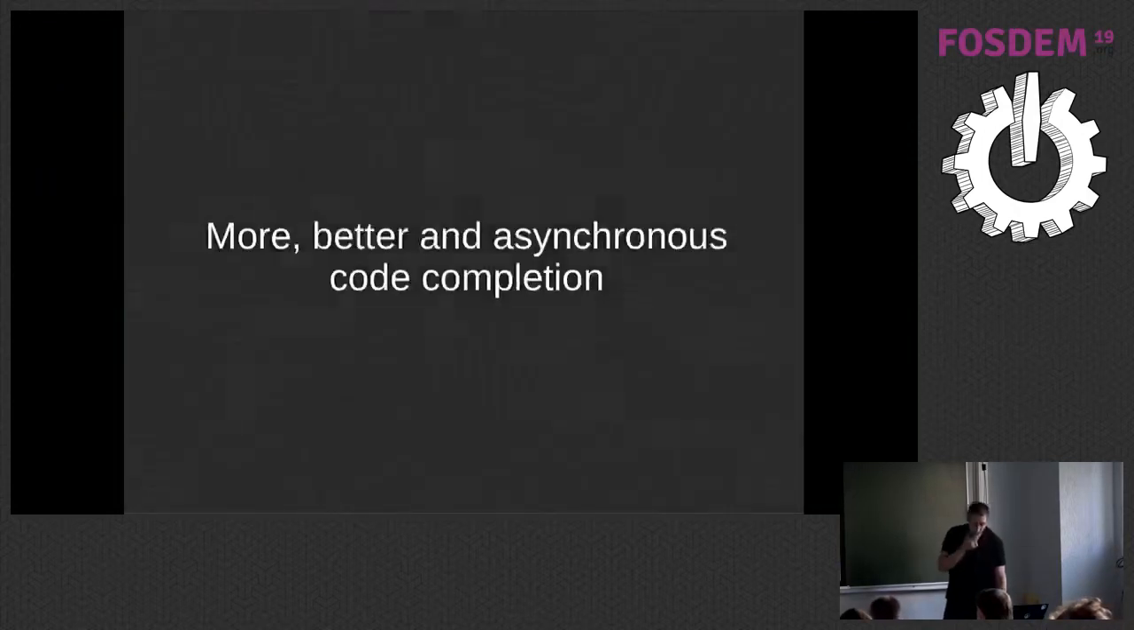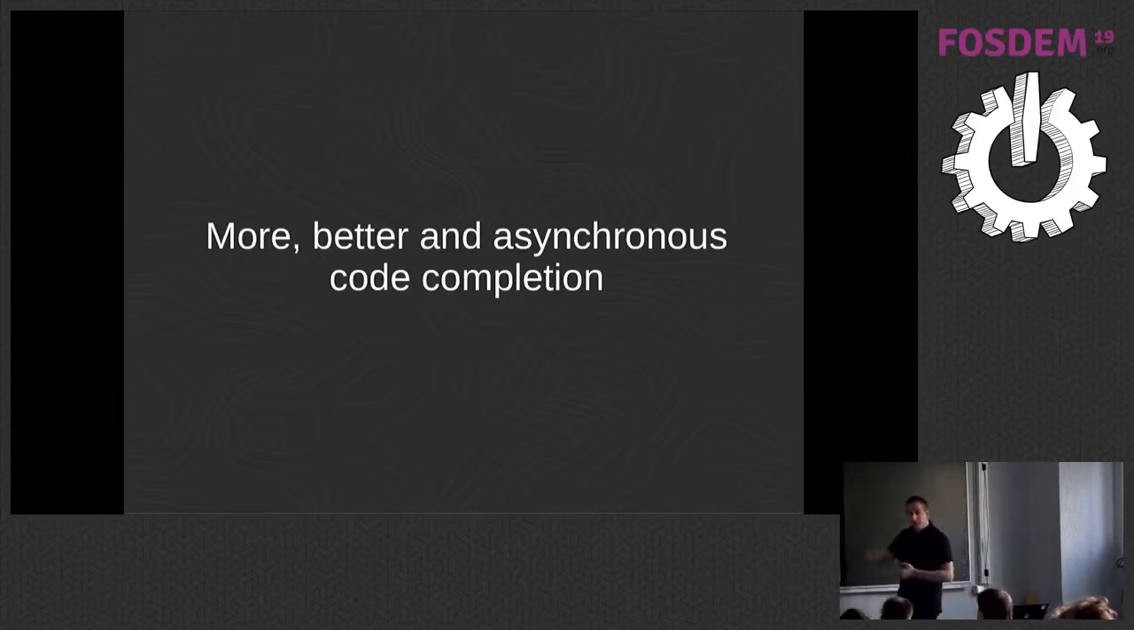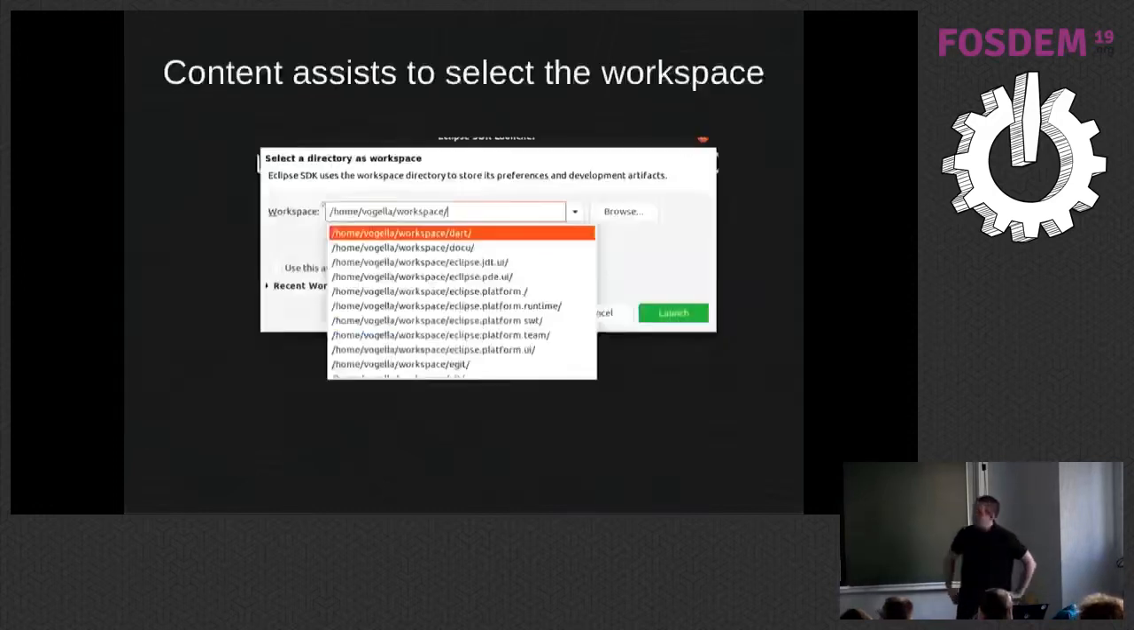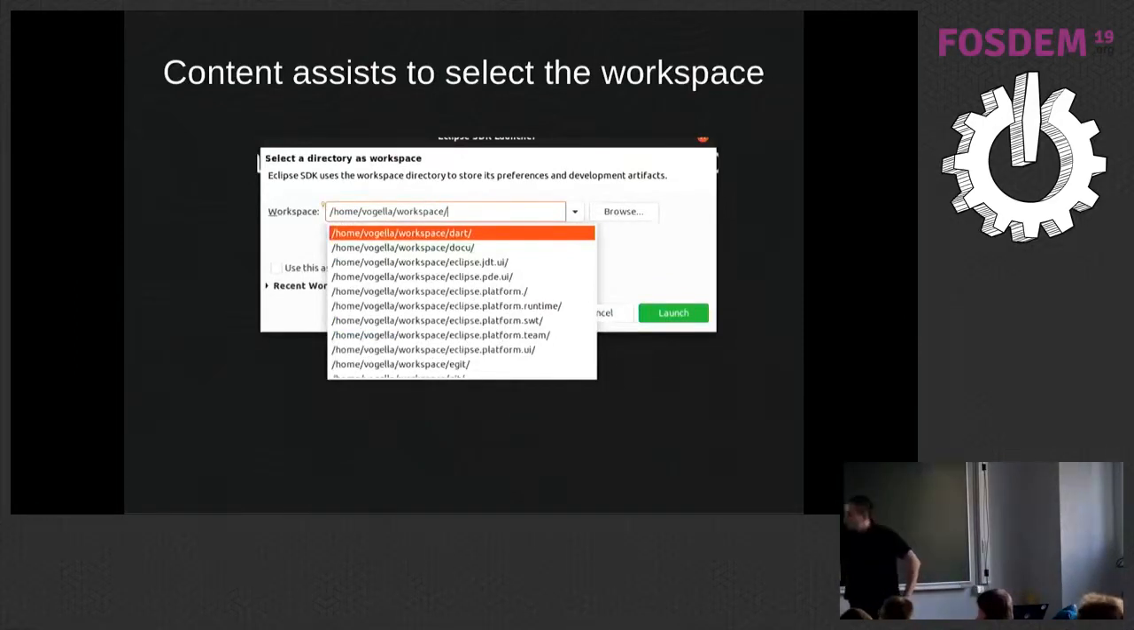We're also trying to give you better and asynchronous code completion. At the moment, code completion in Eclipse in most cases is synchronous, so if you have a lot of jar files in your class path, it can be that code completion blocks the UI. This should be gone once these patches go in. We also have code completion in places where you would expect code completion. For example, the workspace selection dialog, you can now have code completion to select the path you want, and we want to introduce this in several other places.